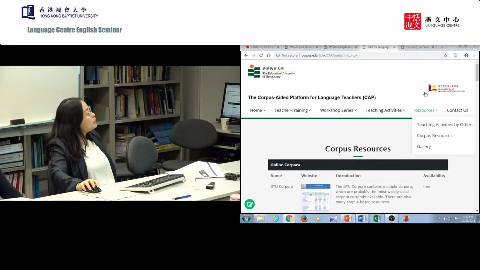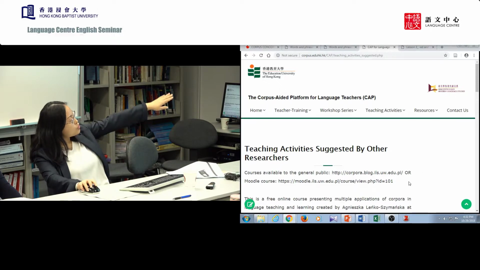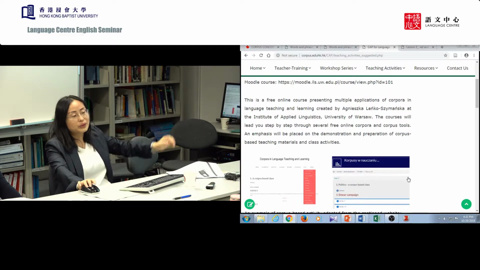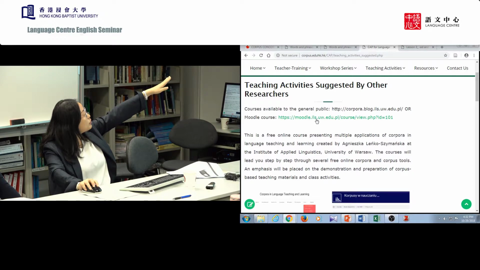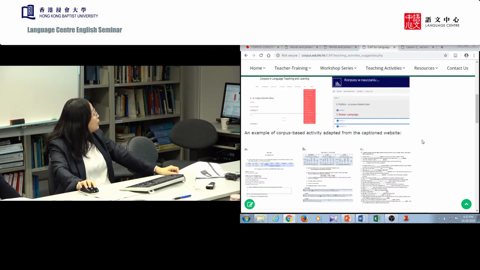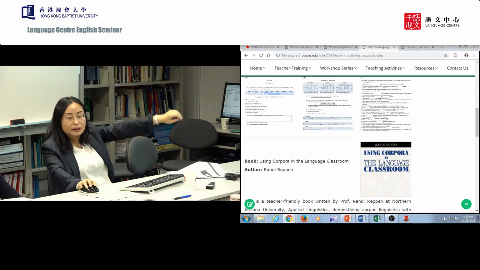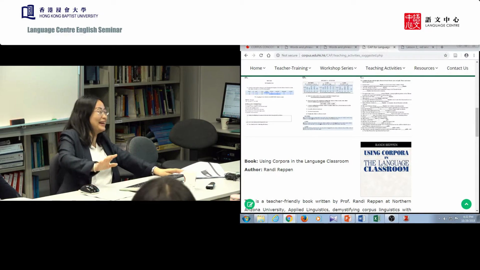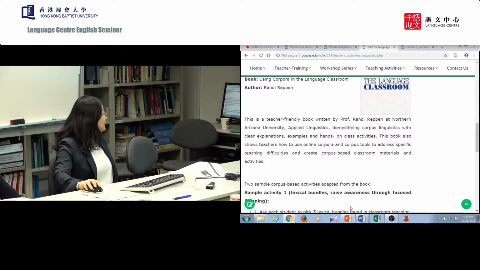Here we have teaching activities suggested by other researchers. I think usually these activities are meant for university levels, but we don't find many, a few really, okay? So one is adapted from the Moodle course, and the other is from Randy Rappin, who presented last year at the Education University of Hong Kong. Yeah, she gave a keynote speech. Did you come? Yeah, of course I was there.